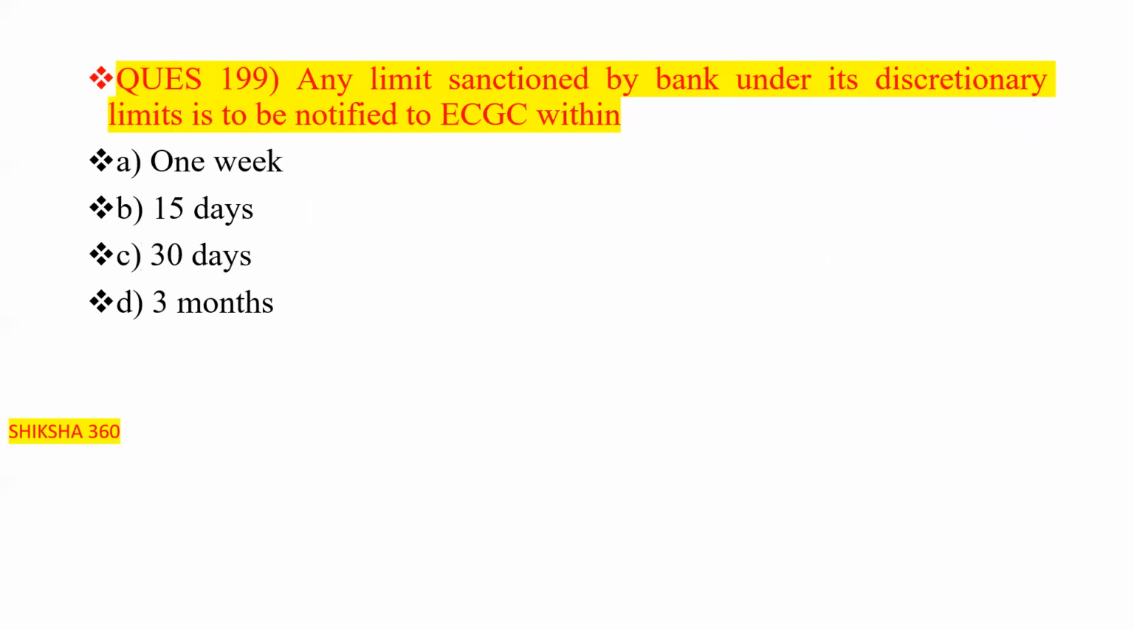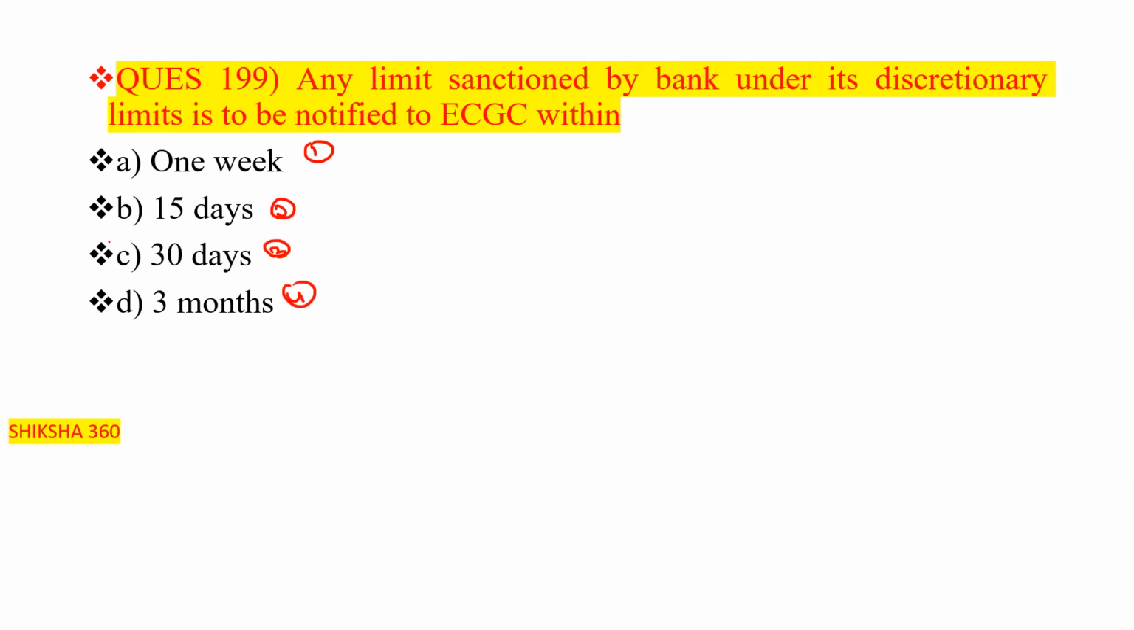Now move to the next question. Any limit sanctioned by the bank under its discretionary limits is to be notified to the ECGC within how many days? To whom do they have to notify? To the ECGC. Within how many days? Within 1 week, 15 days, 30 days, or 3 months.